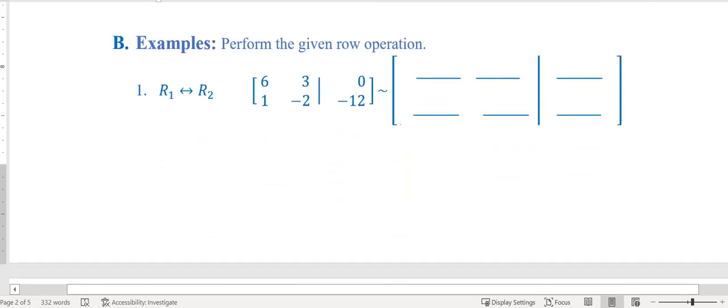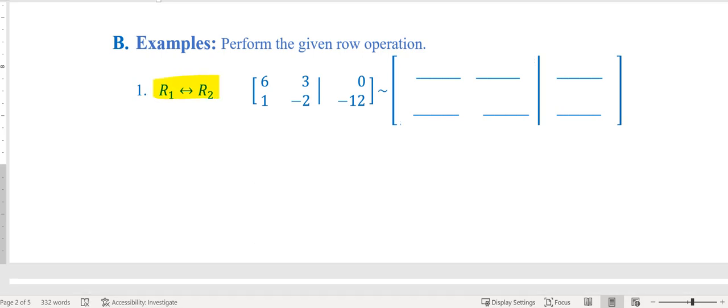Perform the given row operation. Row 1 is interchanged with row 2. So here's your matrix. When you do that row operation, what do you get? Row 1 becomes row 2, so 6, 3, 0 is row 2. And row 2 must become row 1: 1, -2, -12. That's it. You just did this row operation.